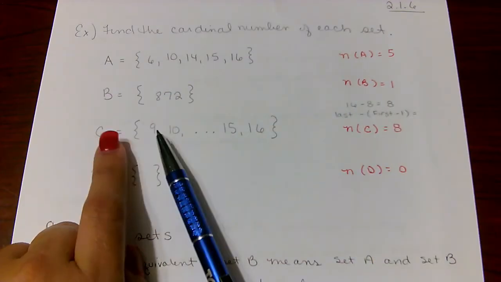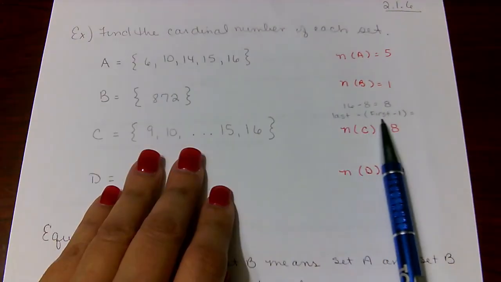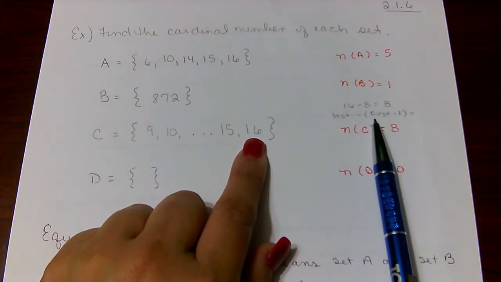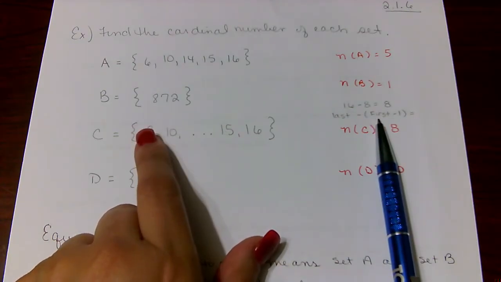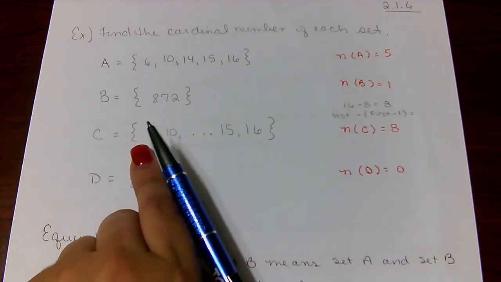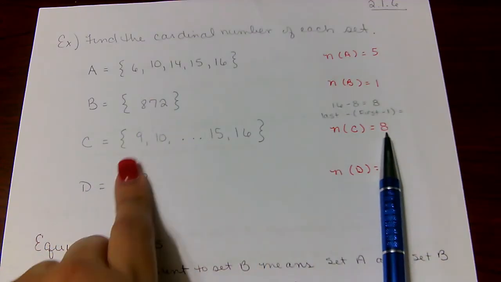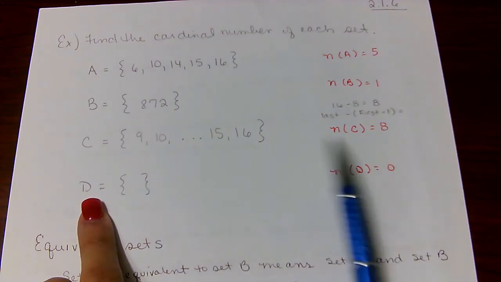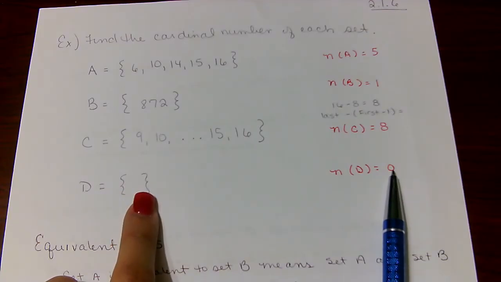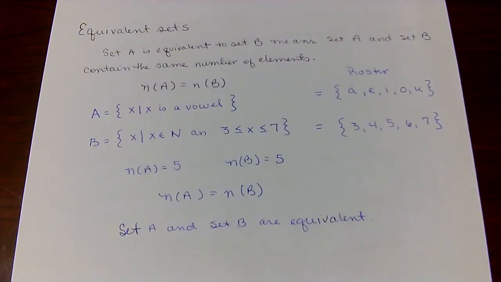For set C, we start at the number 9 and we end at the number 16. Use the formula last digit, which is 16, minus the first digit, minus 1. So always take the first digit and subtract 1. This only works if the increment between the numbers is just 1. For set D, we can say n of D is equal to 0 because there are no elements in this set.